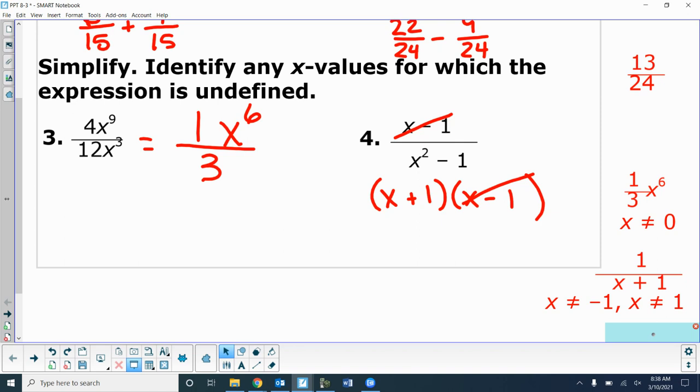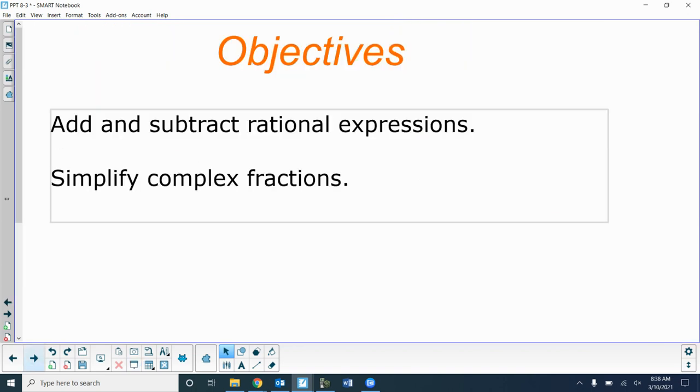Okay, so we're still going to have to do that stuff to help us after we add or subtract. You still have to simplify your answer, just like we did on the quiz yesterday. Okay? So today we're just going to add and subtract. We'll do the complex ones tomorrow.